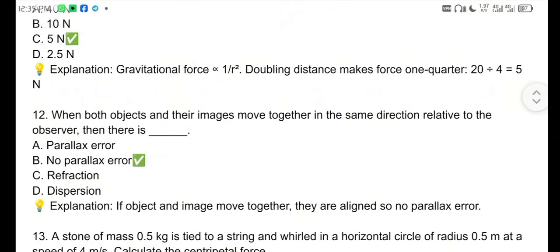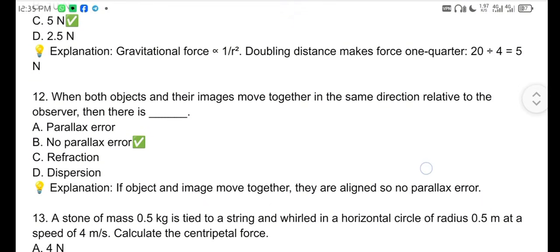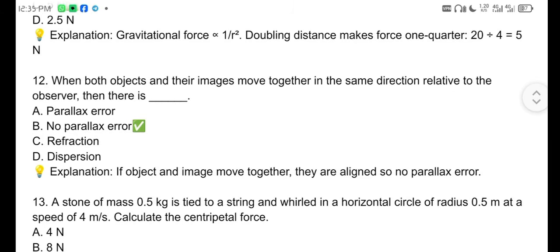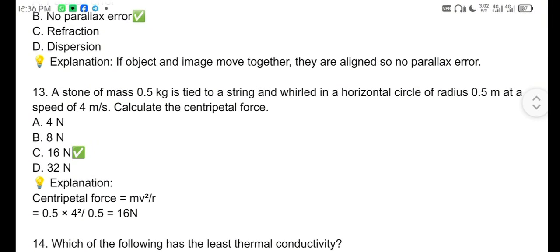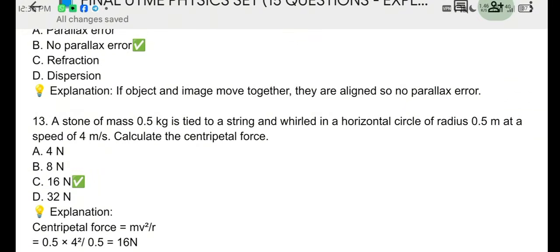Okay, so the next question says, when both object and its image move together in the same direction relative to the observer, then there is no parallax error. If an object and its image move together, they are aligned so that there will be no parallax error.